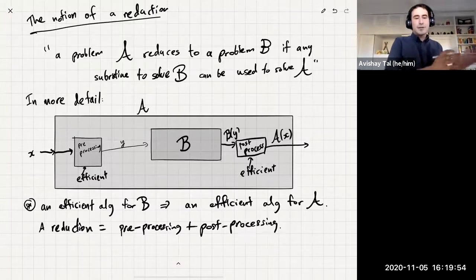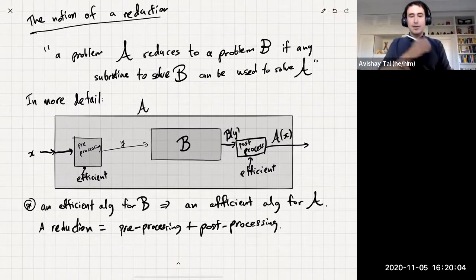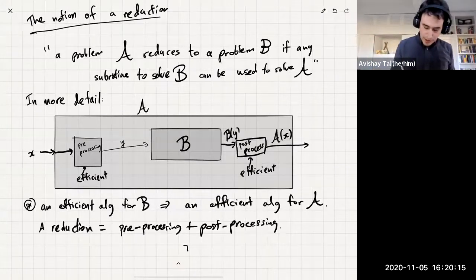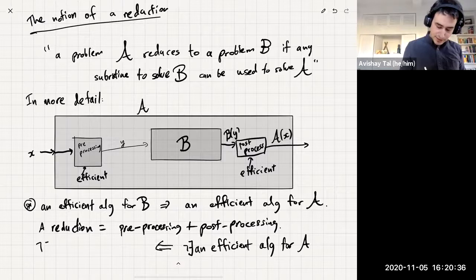If we have some very efficient solution for B, then we have an efficient solution for A because we just do pre-processing, B, post-processing. But notice that we can also turn this arrow in the other direction, right? If something implies something else, then the negation of the something else implies the negation of the original thing. So if there's no efficient algorithm for A, then there doesn't exist any efficient algorithm for the problem B.